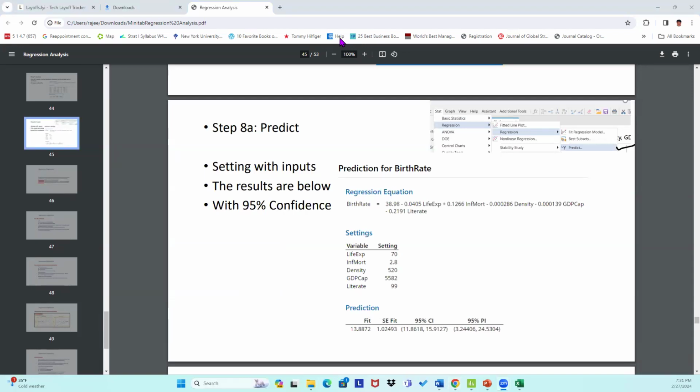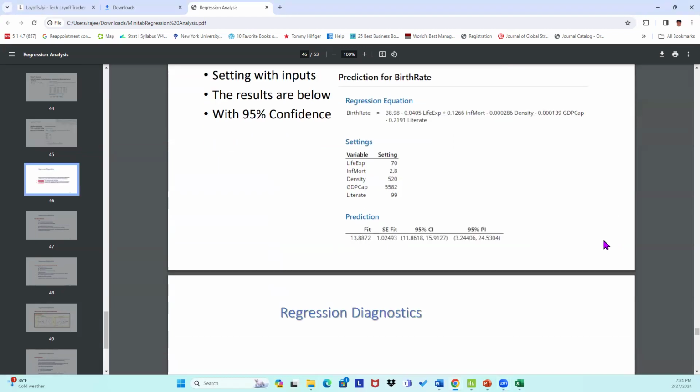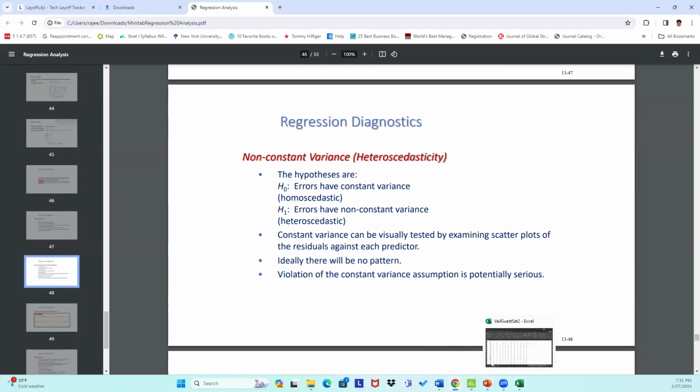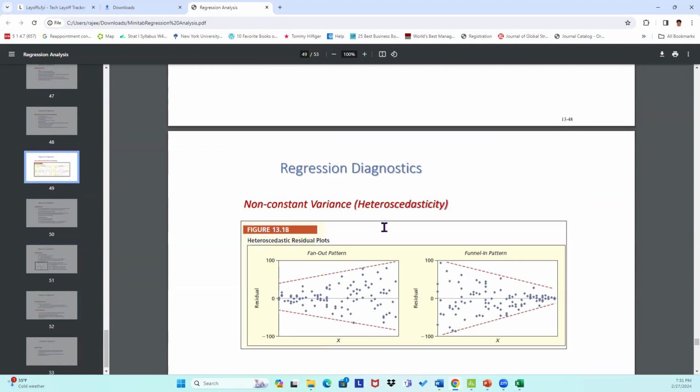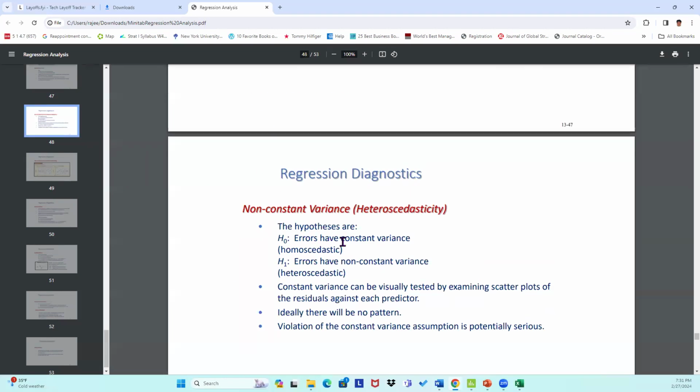So ultimately, we are trying to look for the constant variance. We are trying to accept the null hypothesis, that is the goal. The null hypothesis says the errors have constant variation. So basically we are not interested in this, we are interested in this.